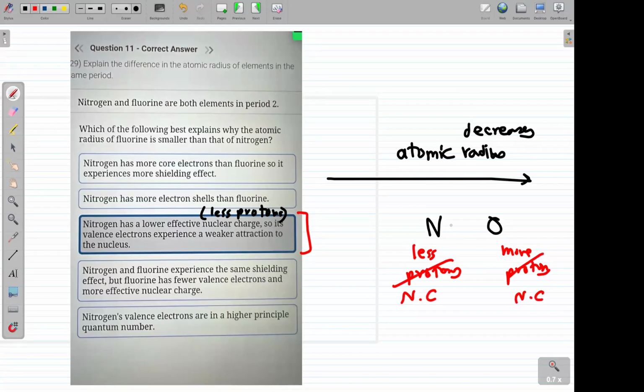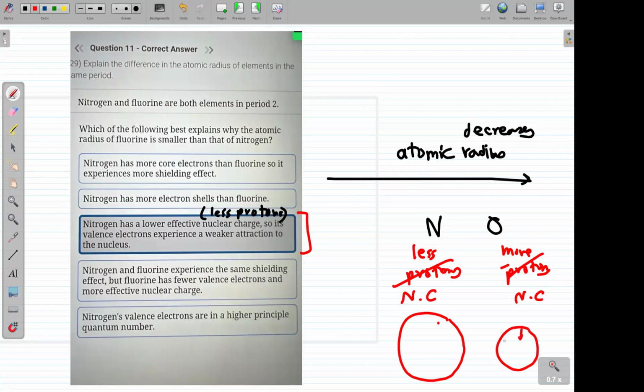This means that the electrons will be attracted by fewer protons, so the attraction is less. That's why the size becomes big here. Here the electrons are attracted by more protons. That's why the size will be less.